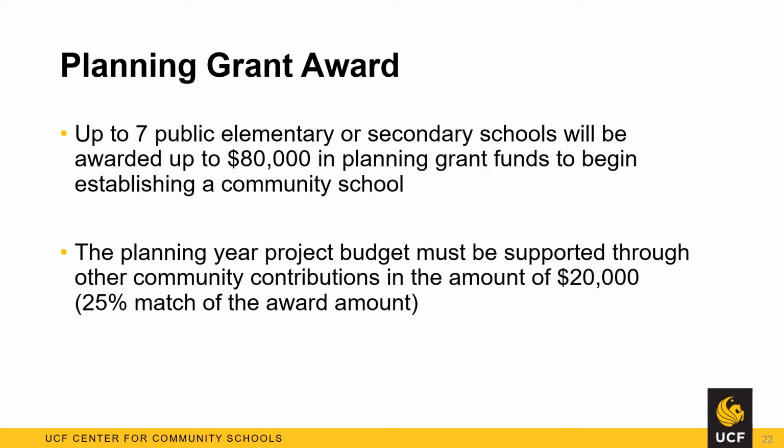We are excited this year to award up to 7 public elementary or secondary schools up to $80,000 each in planning grant funds to begin establishing a community partnership school. The planning year project budget must be supported through other community contributions as well. And for this year, that amount is $20,000, which is 25% of the total award. So that's that 25% match that we've been talking about.